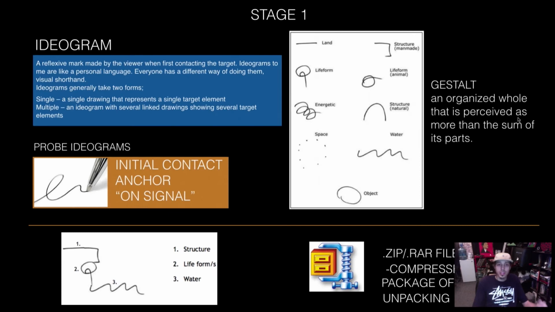CRV, open source CRV, starts with what's called an ideogram. This is stage one. An ideogram is your subconscious's way of communicating the main gestalts of a target. So I often get the question, I'll post a remote viewing video. Let's say I have a target. I worked a target that was the death of Princess Diana. So it's a popular video.